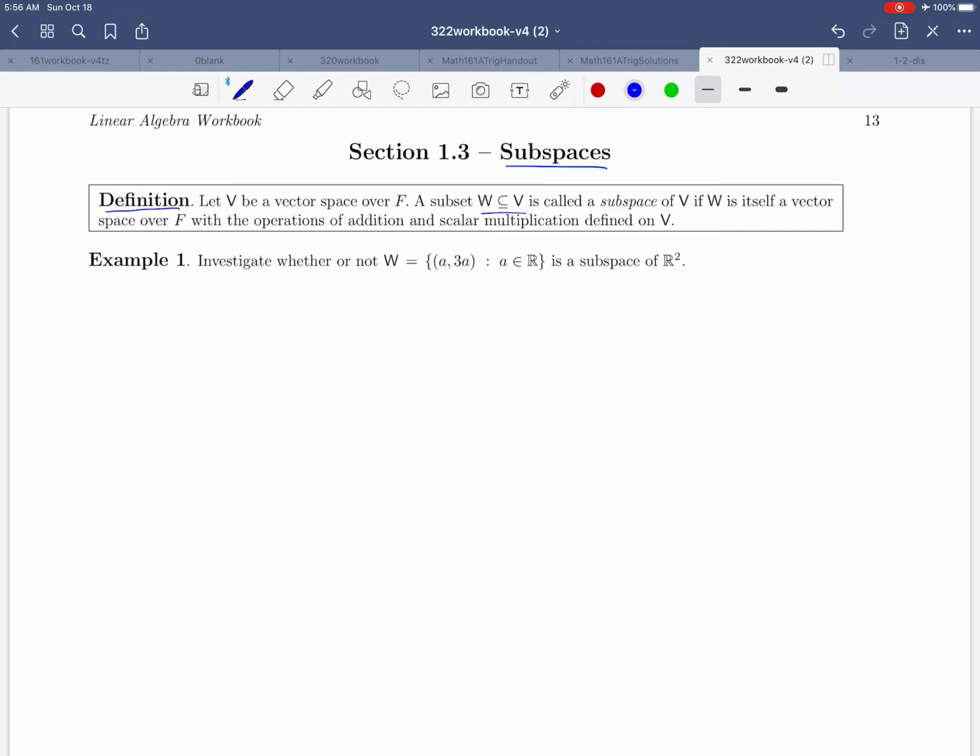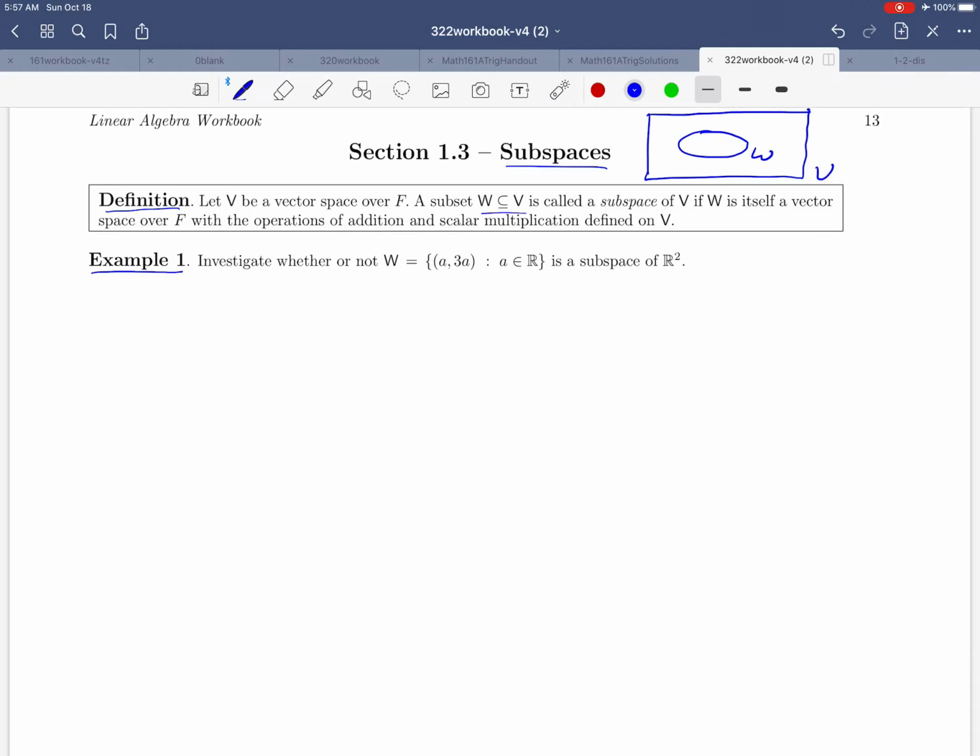Okay, let's draw a picture just so that we can get a feel for what this is saying. So they're starting us off with something that we know as a vector space V, and we're taking a subset inside of V and calling it W, and we're going to call that subset a subspace if W itself is also a vector space, if it has all of the properties of a vector space. Okay, so a subspace is just a smaller vector space inside of something that we already know as a vector space.